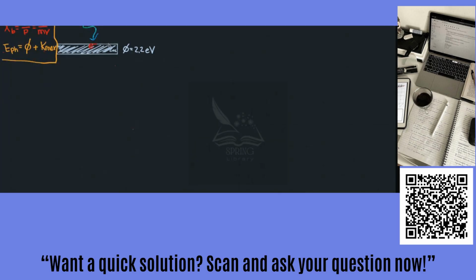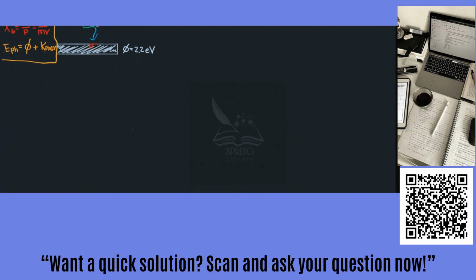In this problem, we have a piece of metal with a work function of 2.2 electron volts and light hitting the surface with a wavelength of 280 nanometers. Note that this is in the ultraviolet region of the electromagnetic spectrum, so it's actually not visible to us, even though I've drawn it in rainbow colors.